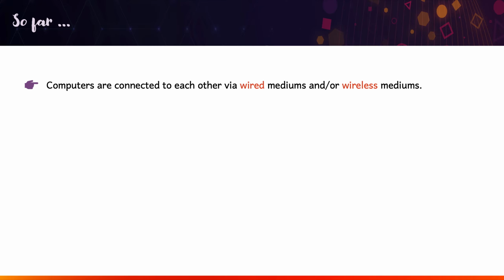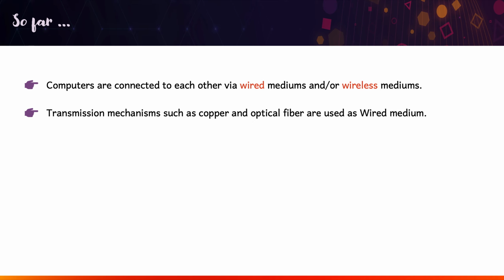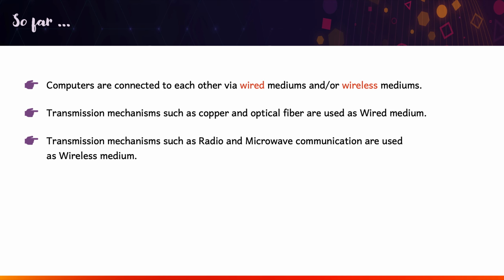So far in this series, we have learnt a bit about computer networking. Computers are connected to each other via wired and wireless mediums. The transmission mediums such as copper and optical fiber, typically you would hear the term Ethernet used here, are used as a wired medium. And when it comes to wireless, we use radio and microwave communication.